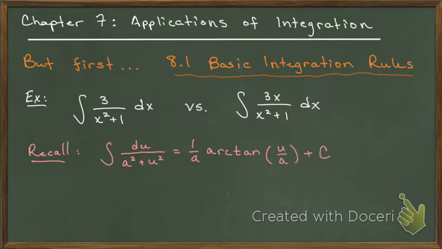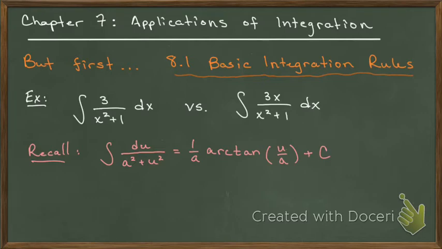The integral of du over a squared plus u squared is 1 over a arctan of u over a plus c, of course. So we know when we take the derivative of that 1 over a arctan function there, we get du, the derivative of u, whatever that little piece is, divided by a squared plus u squared. So we want to use that to our advantage.